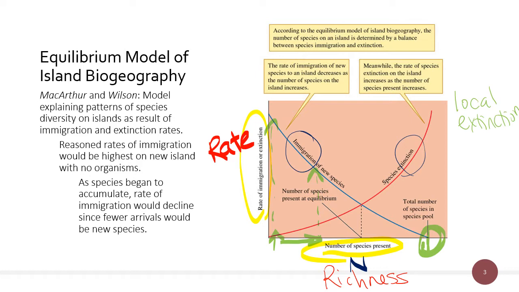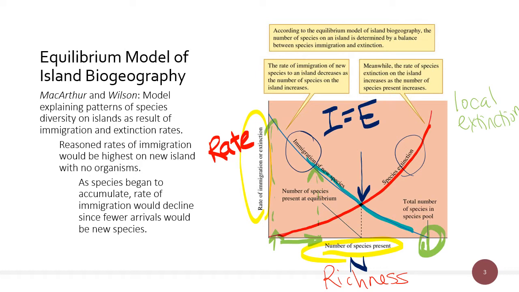We do find that extinction will increase as we get more and more species on the island. The extinction rate goes up. The shapes of these curves are not terribly important at this point. What is important for you to pay attention to is that these curves cross. At the point where these curves cross, the immigration rate equals the extinction rate, and you have a stable number of species.